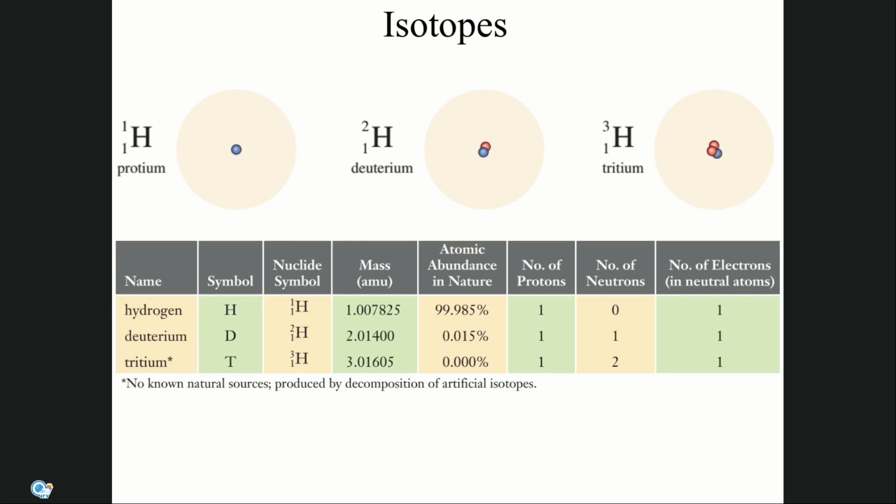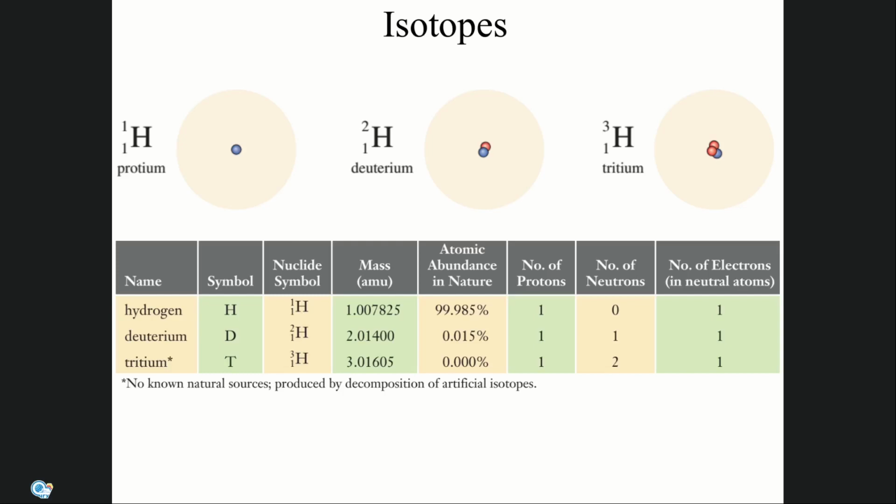Once again, contrary to Dalton's atomic theory, atoms of a given element are not all identical. Instead, most elements have two or more isotopes: atoms that have the same atomic number, Z, but different mass number, A.